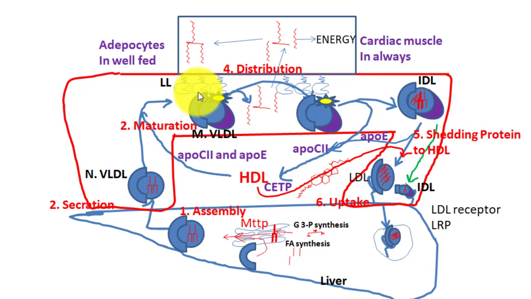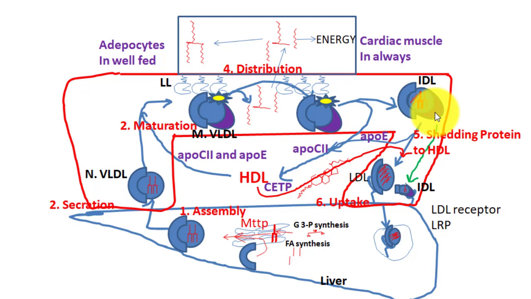I'll make a separate video on lipoprotein lipase. There I'll discuss everything about it, including the types of lipoprotein lipase. This is a very important enzyme, which is why I'll make a separate video on it. Now, the other important thing is IDL. IDL is taken up by a receptor through apoE. That is why apoE becomes very important.